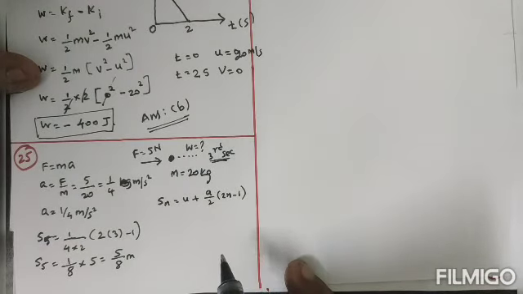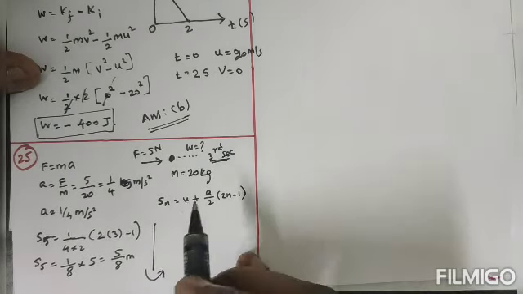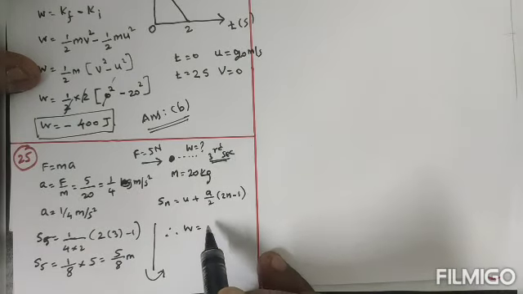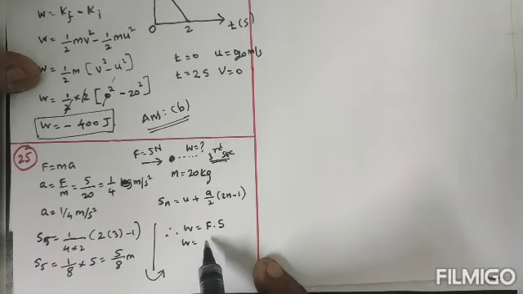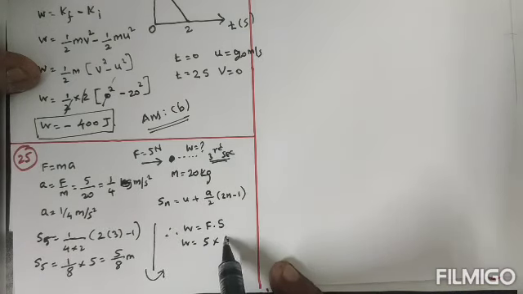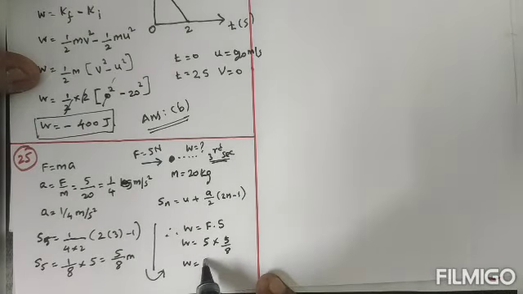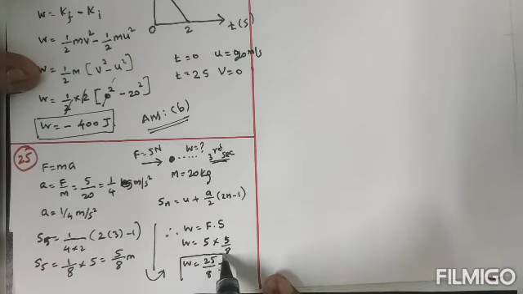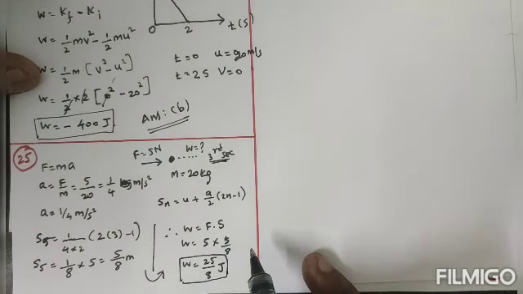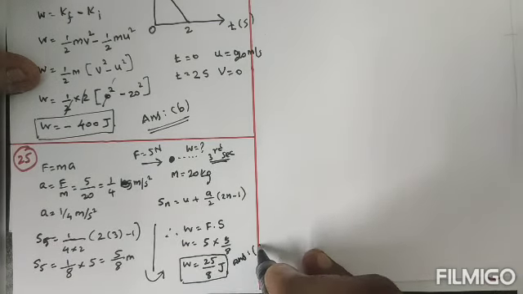So the displacement is ready. Now let's calculate the work done. Therefore work done is equal to force into displacement. Work done is equal to force 5 Newton into displacement 5 by 8. So 5 into 5, 25. So work done is equal to 25 divided by 8 joule. So this is the answer. This answer matches option A. So the answer is option A.